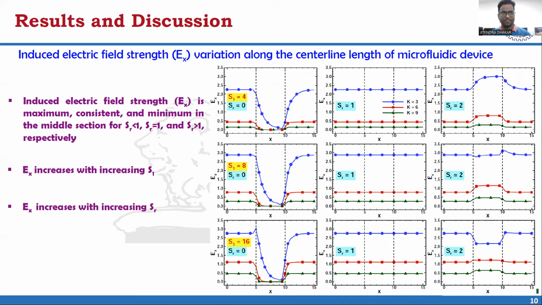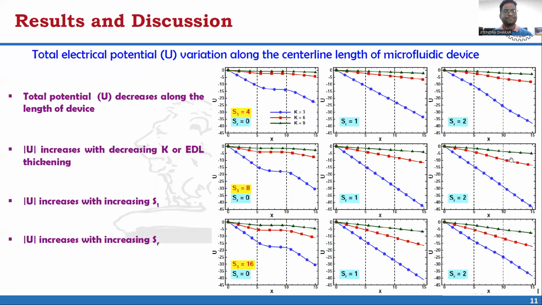The absolute value of the EX increases by decreasing the inverse Debye length or increasing EDL thickness, and the absolute value of the EX increases with increasing SR from 0 to 2 and S1 from 4 to 16. Why? Because electrostatic forces in the close vicinity of the walls increase with the increment in the S1 and SR that increases the available excess charge for transport. Therefore, the induced electric field strength increases.